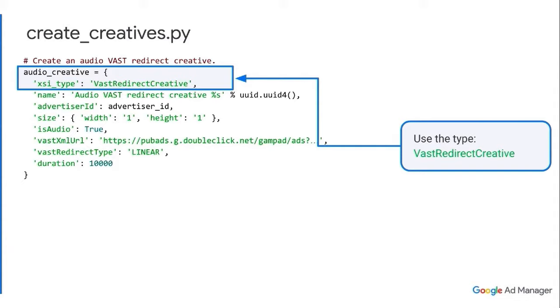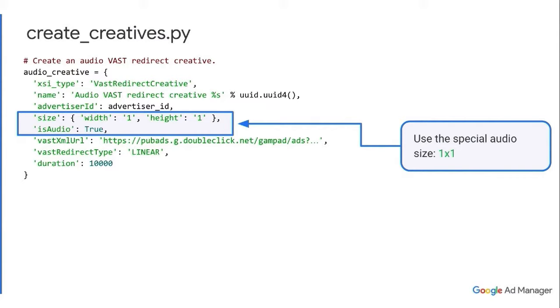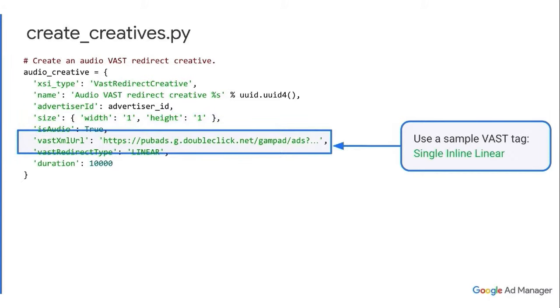To indicate that this is an audio creative, you need to set its size to 1 by 1 with the isAudio field set to true. This size will match with the creative placeholder size of the line item in the previous code example. Next, I'm using the single inline linear sample tag for the VAST XML URL field.